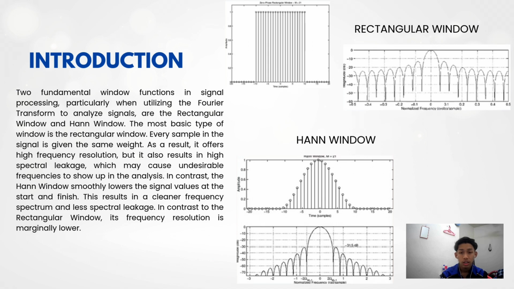In contrast, the Hann window smoothly lowers the signal value at the start and finish. This results in a cleaner frequency spectrum and less spectral leakage. In contrast to the rectangular window, its frequency resolution is marginally lower.